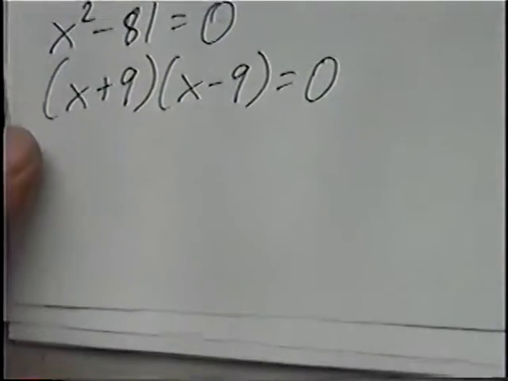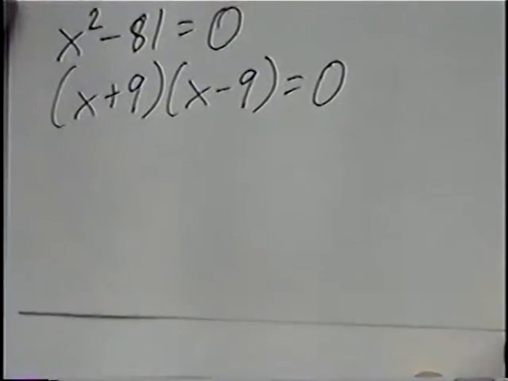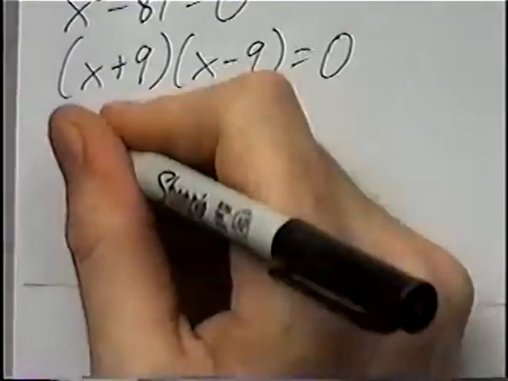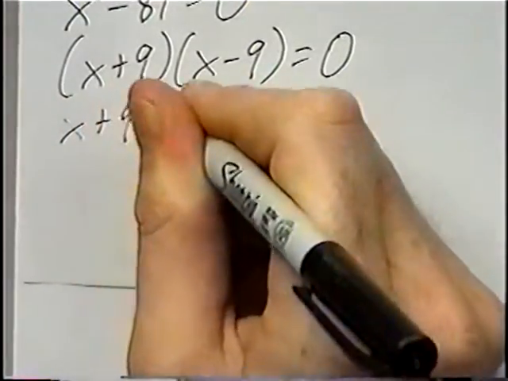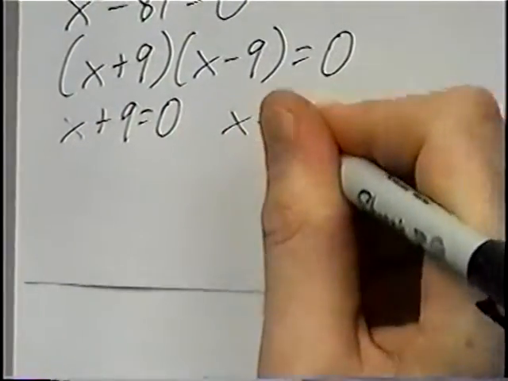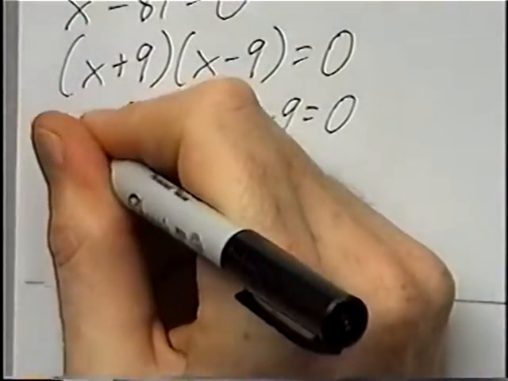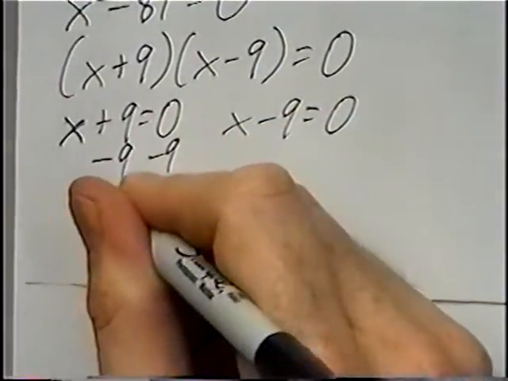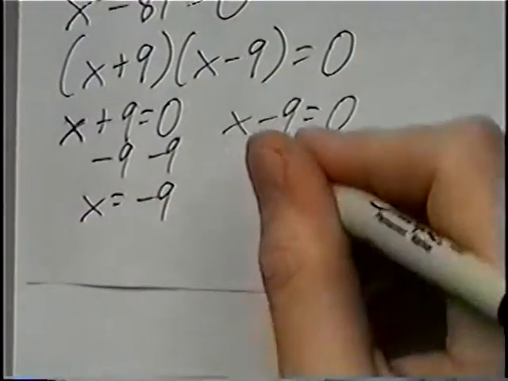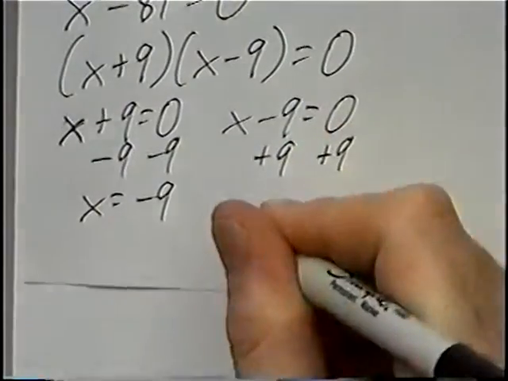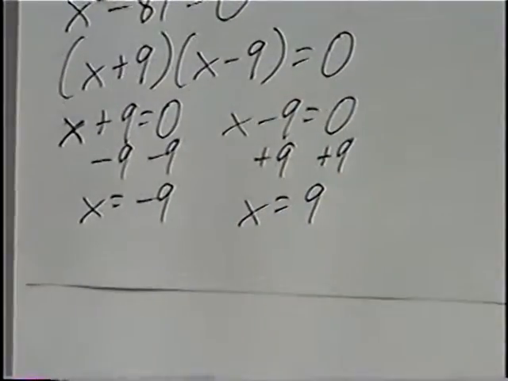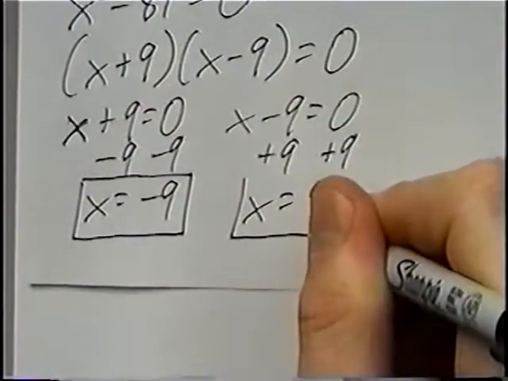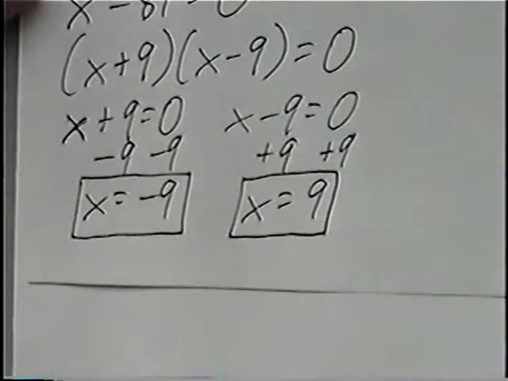Solving from here, we can take each parenthesis, again set it equal to 0. Since we're multiplying, one or both of these parentheses have to equal 0. So we'll have x plus 9 equals 0, and x minus 9 equals 0. Subtracting 9 from the first equation, we'll have x equals negative 9, and adding 9 on the second equation, we'll have x equals positive 9. So our two answers from factoring and solving the equation are x equals 9 and x equals negative 9.